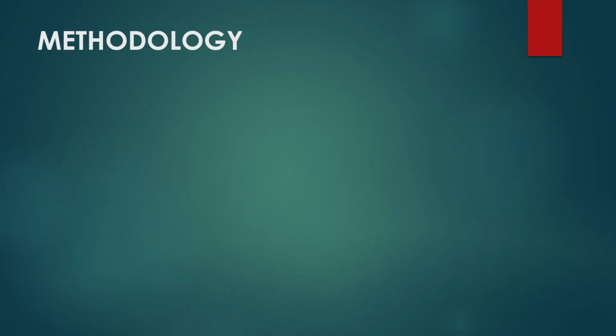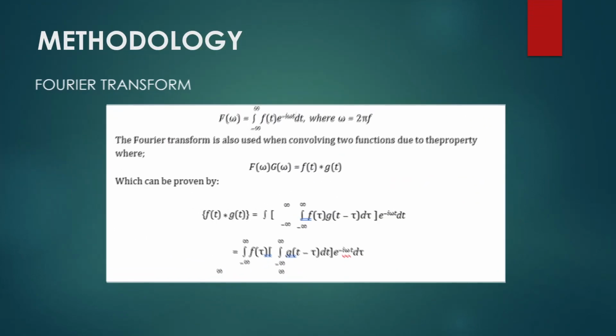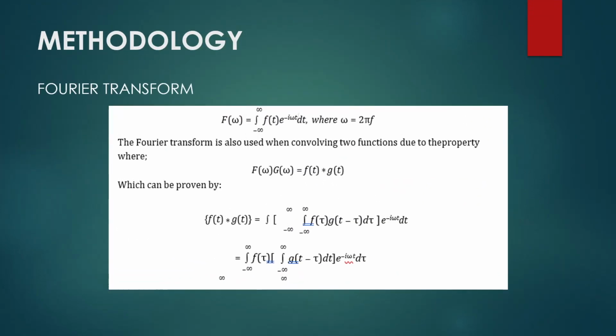Methodology for Fourier transform. The Fourier transform is also used when convolving two functions due to the property where the transform of the convolution equals F(omega) times G(omega), as explained in this presentation.